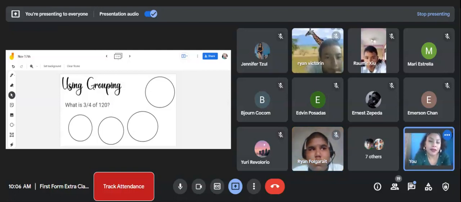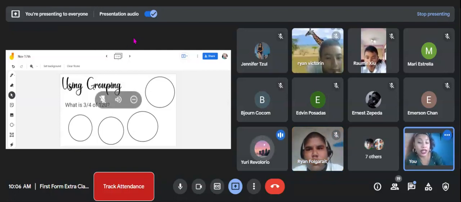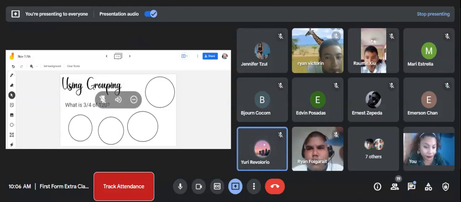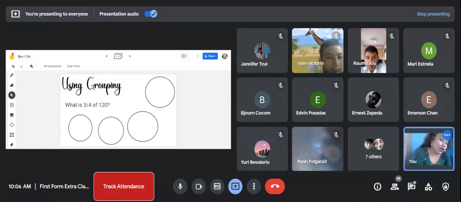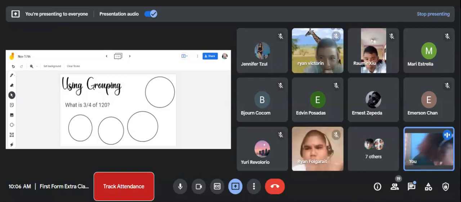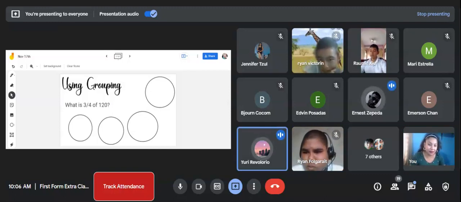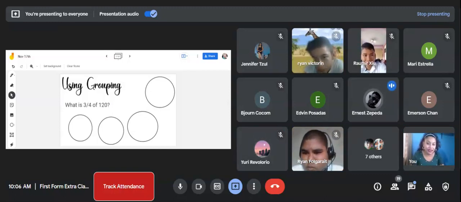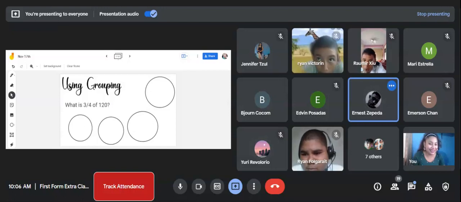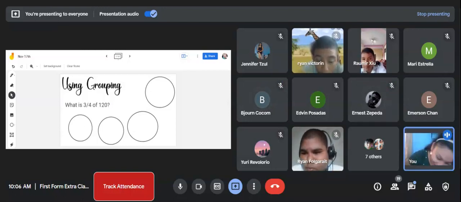What are you going to be doing? Because you need to understand when a question tells you, you cannot cancel, you cannot multiply, you cannot divide, nada de eso, just drawing. It's like 120 bolitas, miss. Okay, and then what? You will group in 4 groups. You will find an amount to group.